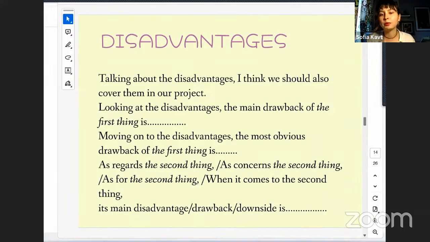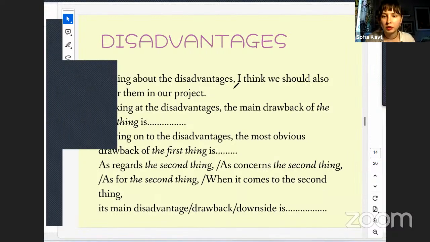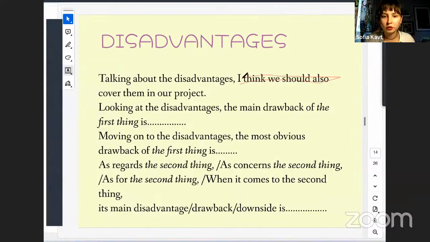Or again, if you find this a bit too wordy, you don't necessarily have to say that you think that you should cover them in the project, but you can just dive right into it by saying, looking at the disadvantages, the main drawback of the first thing, type, mode, and so on is the following. Or moving on to the disadvantages, the most obvious drawback of the first thing is the following. Then you move on to the other one, to the other option.